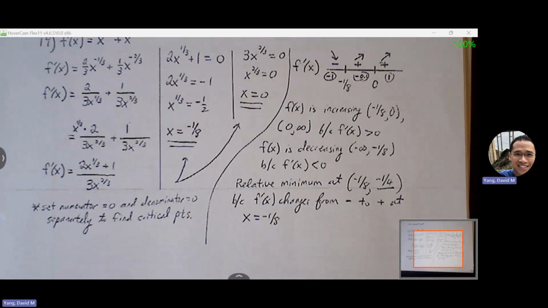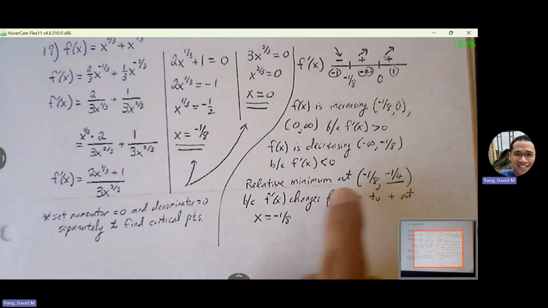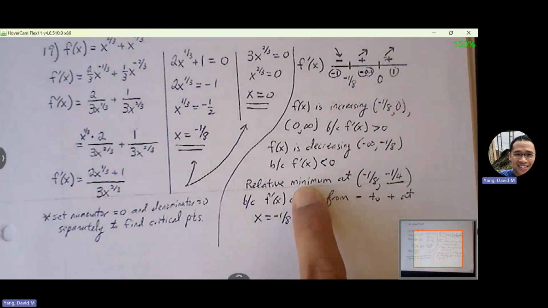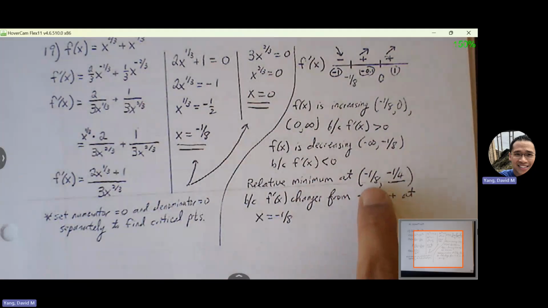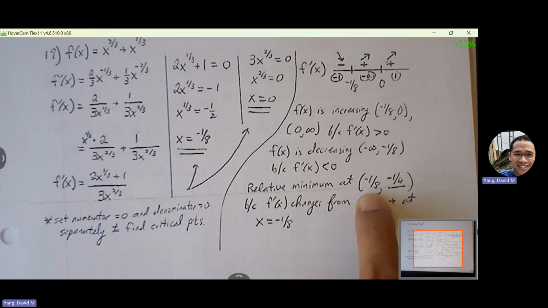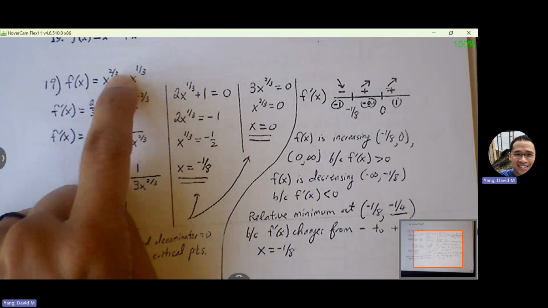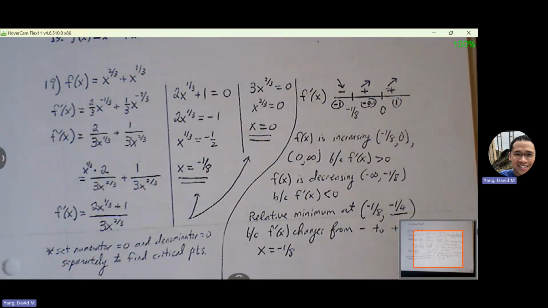How do we find the relative minimum? The way you find it is that it's an ordered pair. Where do you think we need to plug that -1/8 to get the y value? Into the original function. Right, so the original always gives you location.